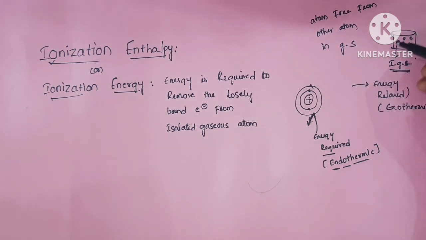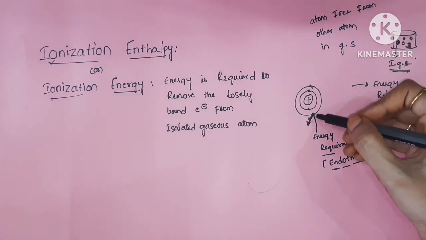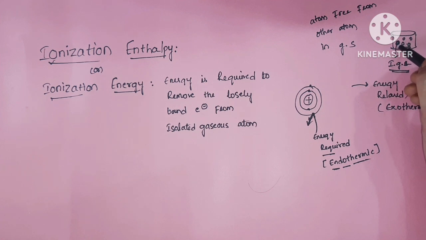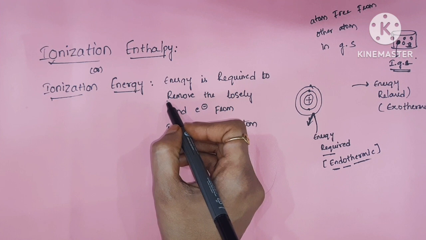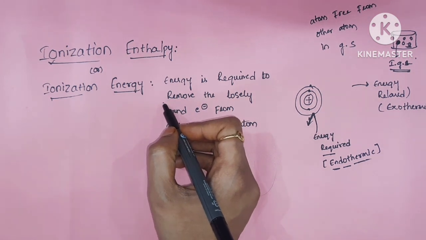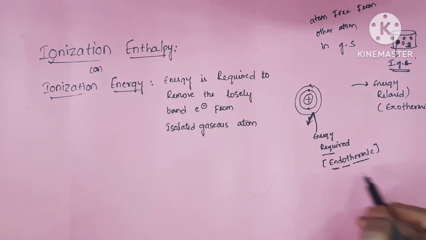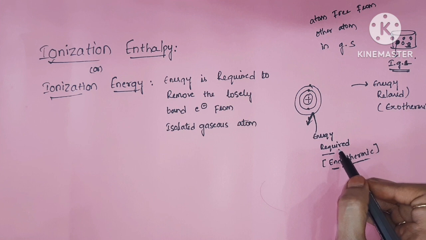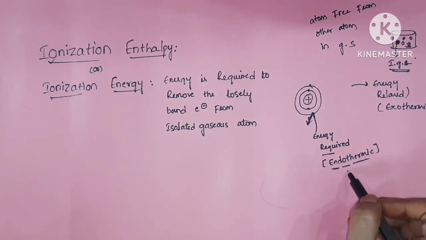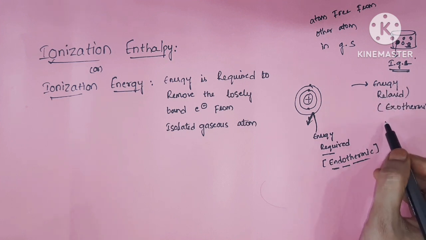So in this atom, the energy required to remove the electron from it is called ionization energy. Ionization energy and ionization enthalpy are always endothermic. Why? Because energy is always required here. If any system releases energy, then it is exothermic.